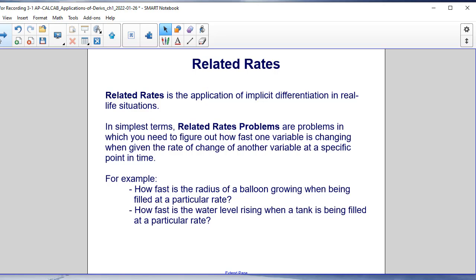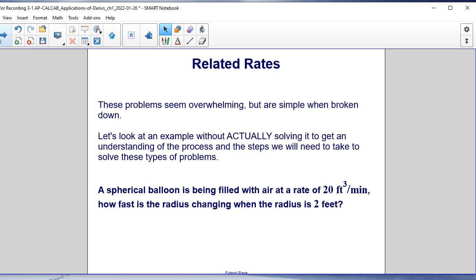For example, how fast is the radius of a balloon growing when being filled at a particular rate? Or we might consider how fast is the water level rising when a tank is being filled at a particular rate. Let's analyze a specific problem just to get the feel of how to solve these types of problems. We know these problems can be overwhelming, but are simple when broken down. Let's look at an example without actually solving it, just to get an understanding of the process and the steps we will need to take to solve these types of problems.